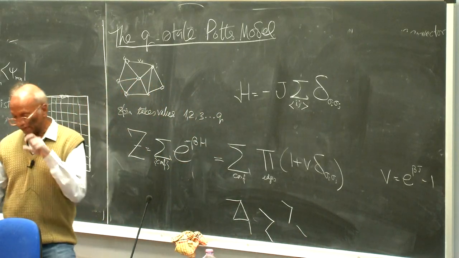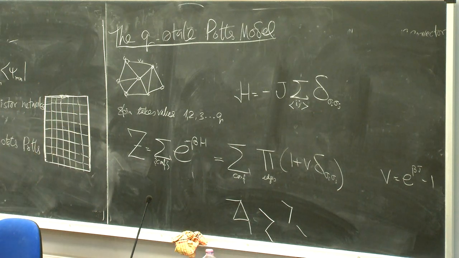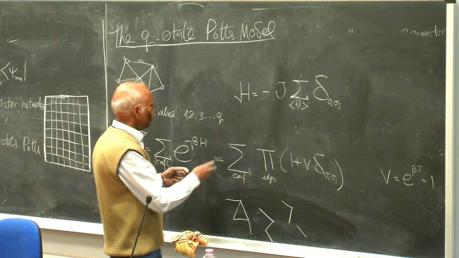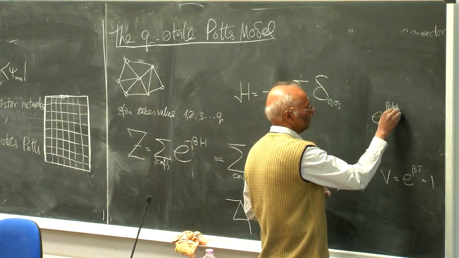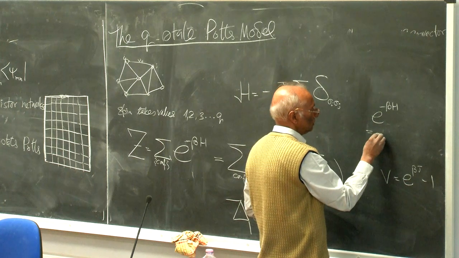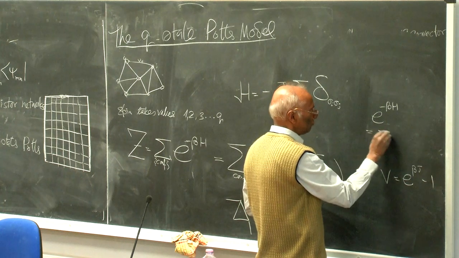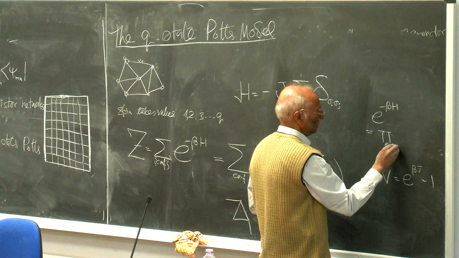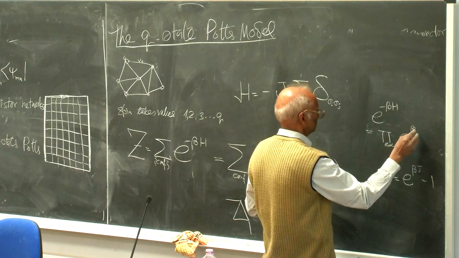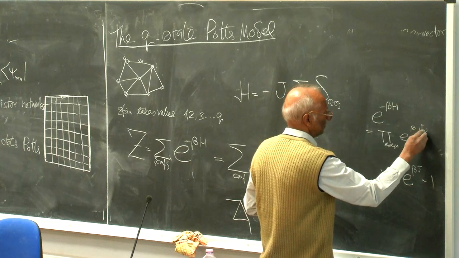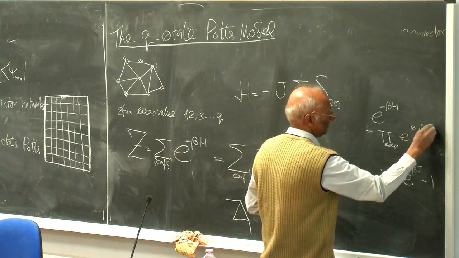The set of edges together will form disjoint clusters. Yes. Oh, okay, so e to the power beta H is equal to the product over edges of e to the power beta J sigma_i delta(sigma_i, sigma_j).